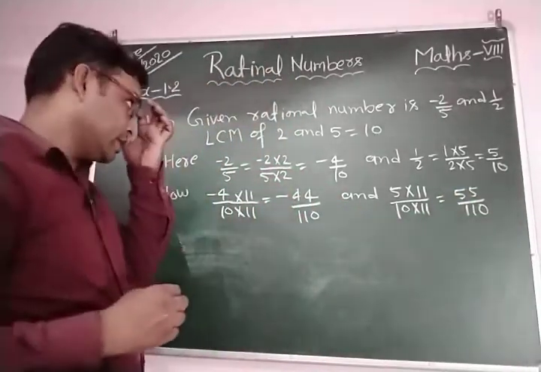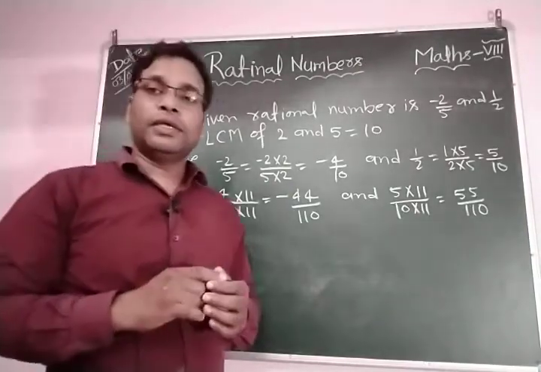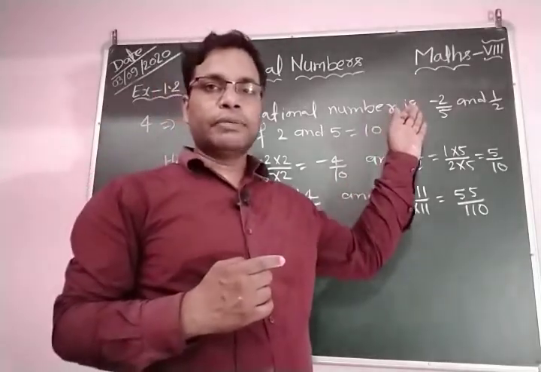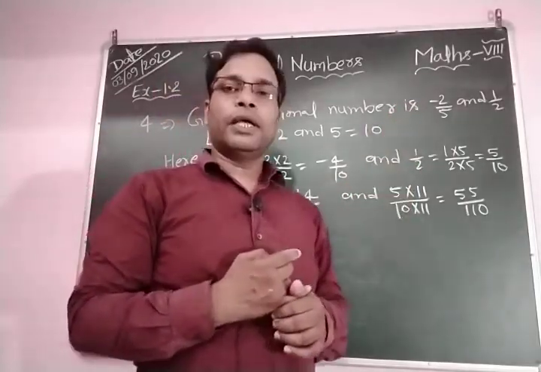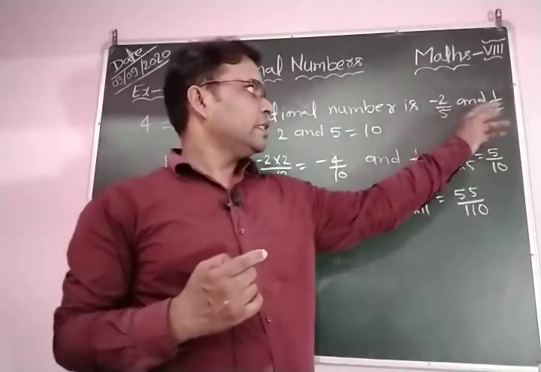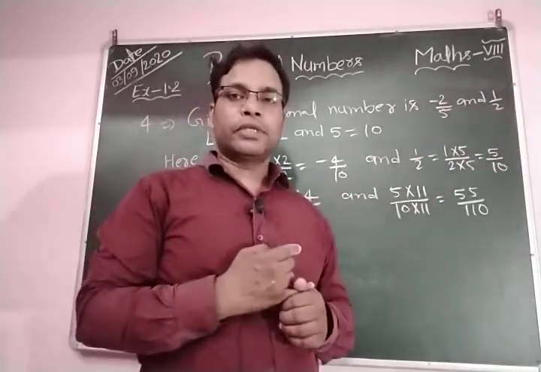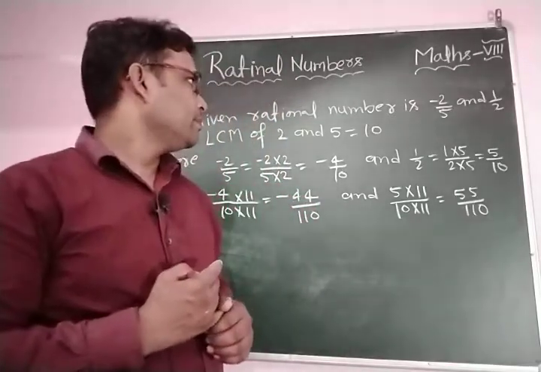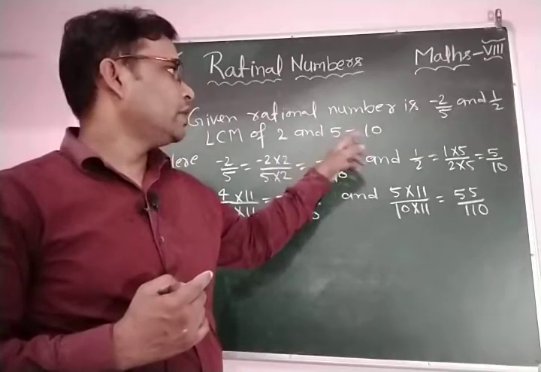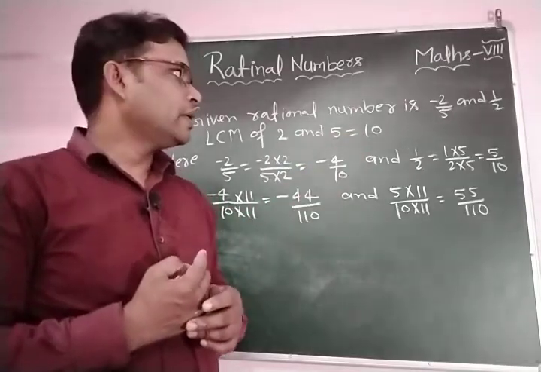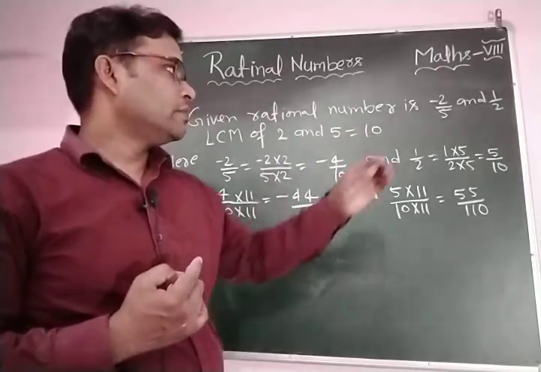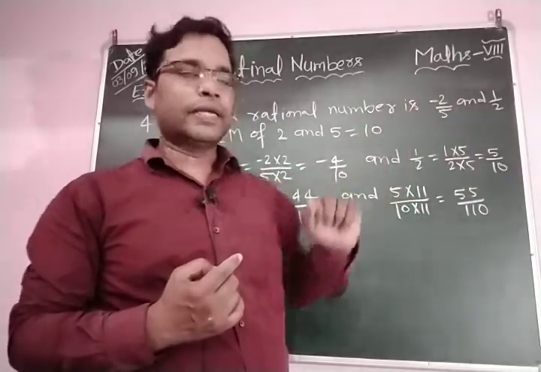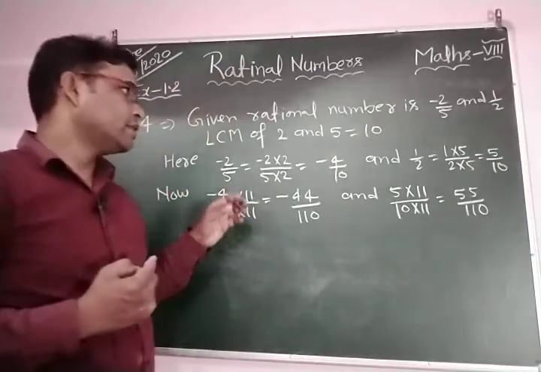Okay, so in these questions, first we observe what the given rational numbers are. In this question you can see the given rational numbers are minus 2 by 5 and 1 by 2. So you can see here the denominators of both rational numbers are different. So first we find the LCM of 2 and 5. LCM of 2 and 5 is 10. After this we convert both denominators to the same, or you convert them into like fractions. So for this we multiply the first fraction.